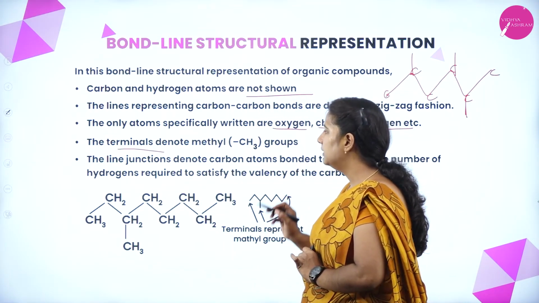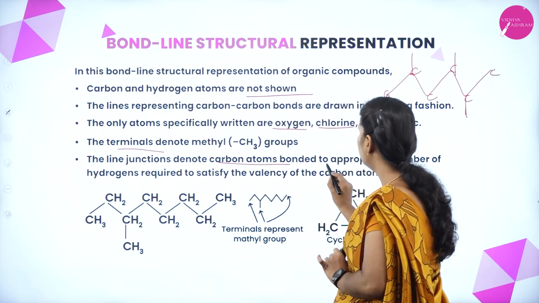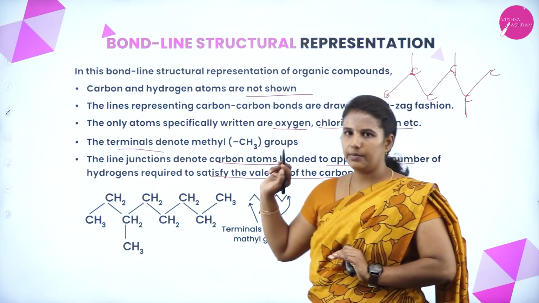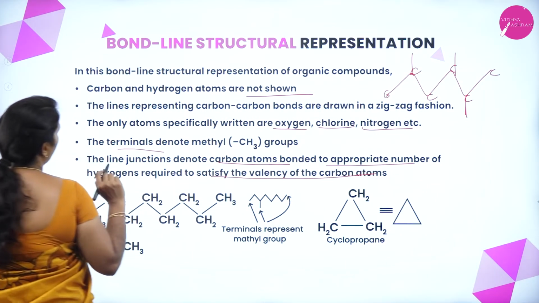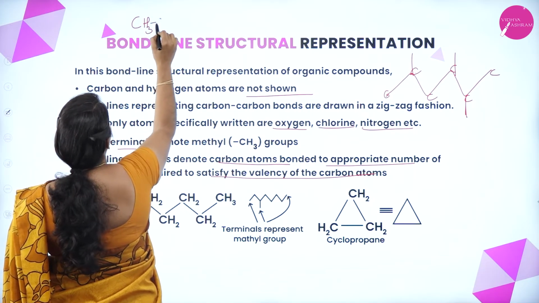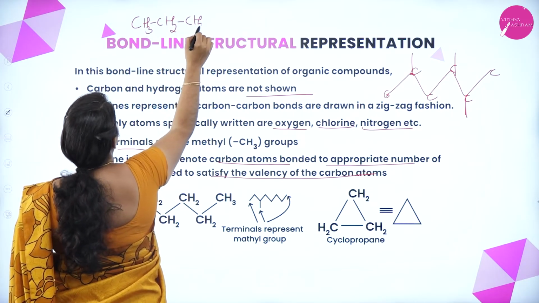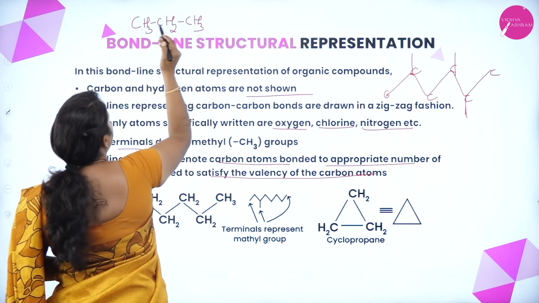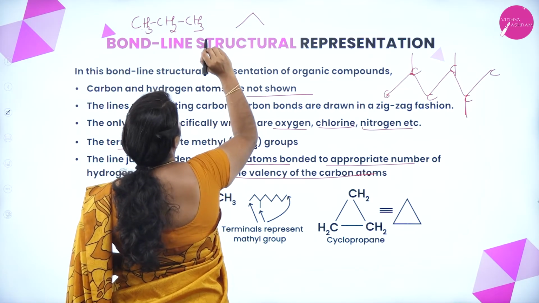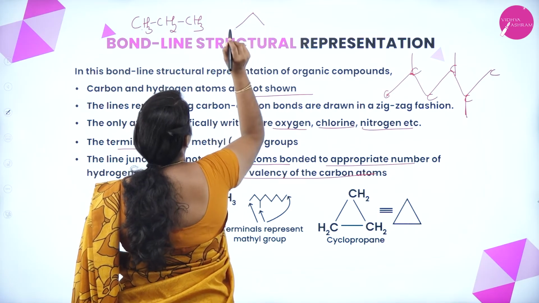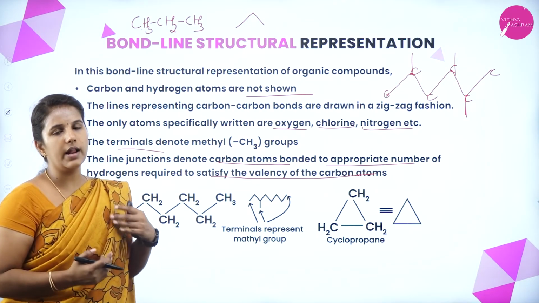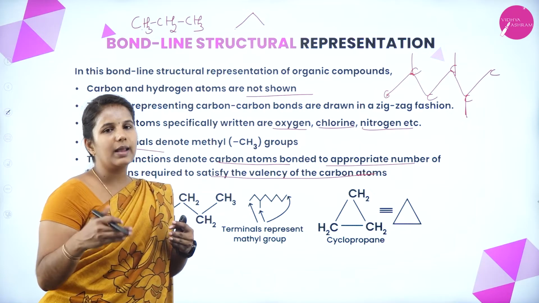Next, the line junction denotes a carbon atom bonded to the appropriate number of hydrogens required to satisfy the valency of the carbon atom. Suppose, for example, if I want to write the bond line structure for the propane, how many carbon atoms will be there in the propane? It is CH3, CH2, CH3. So now I start with this CH3 as this point, CH3, CH2, CH3. This is the first carbon, second and third. So like this, the carbon-carbon linkage can be easily observed in the bond line. It never shows a linkage between the carbon and hydrogen.